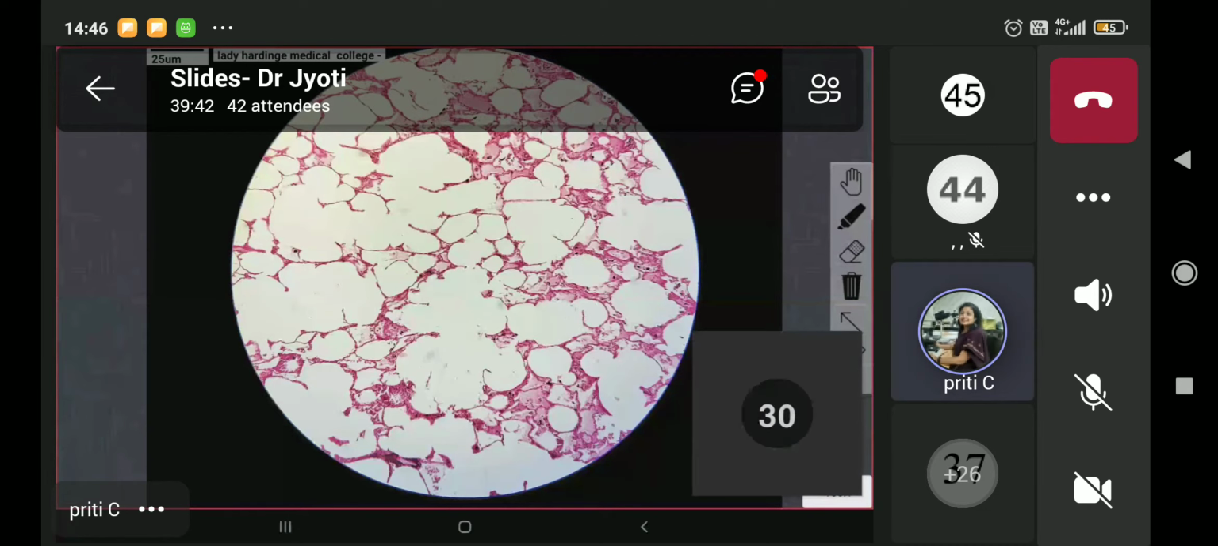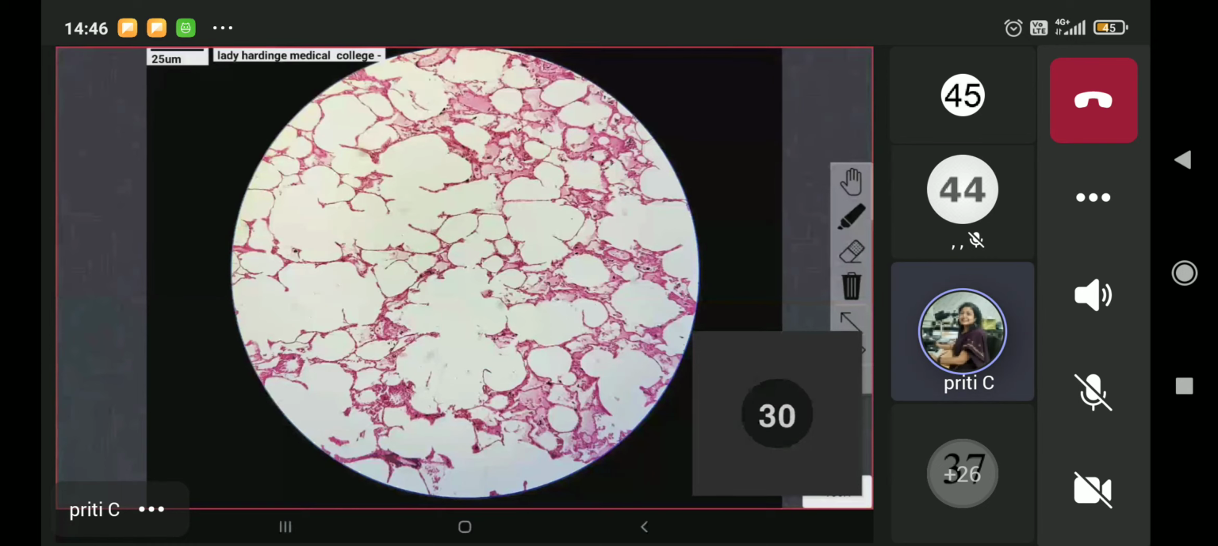What is distal to the terminal bronchioles? Ma'am, respiratory bronchioles, alveolar ducts, and alveolar sacs. Yes. So here now, if it's there on your screen, you can see these are alveolar spaces.